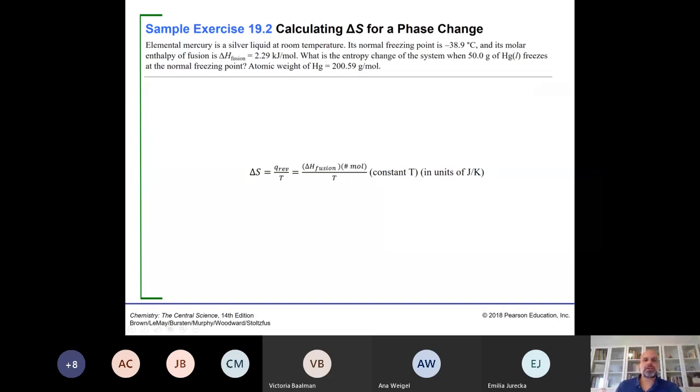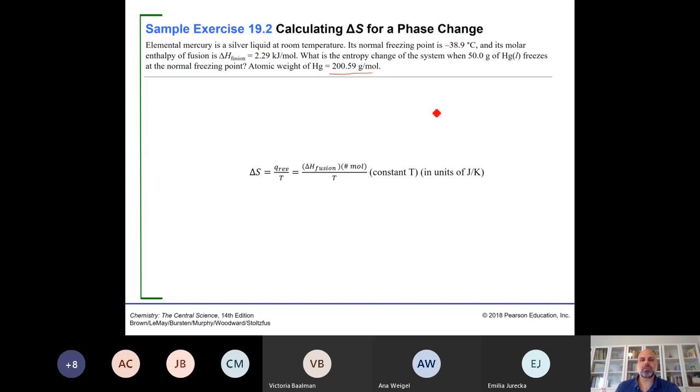Calculating delta S for a phase change. Elemental mercury is a silver liquid at room temperature. Its normal freezing point is minus 38.9 degrees Celsius, and its molar enthalpy of fusion, delta H of fusion, is 2.29 kilojoules per mole. What is the entropy change of the system when 50 grams of mercury as a liquid freezes at the normal freezing point? The atomic weight of mercury is 200.59 grams per mole.